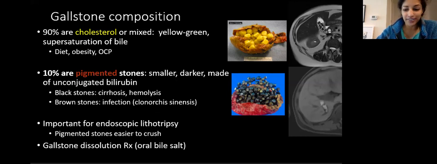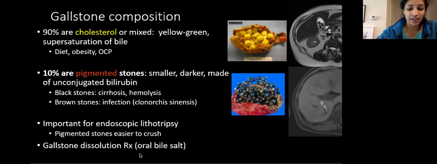Why is this important? It's not that important. One thing is that it can lead you to the clue to the diagnosis. So for example, if you see those intraductal stones and they're T1 bright, we know they're pigmented, so it's more likely due to some kind of infection. It also can be important if they're planning to do endoscopic lithotripsy, so they can actually go up this common bile duct and do lithotripsy. Pigmented stones are easier to crush than cholesterol stones.